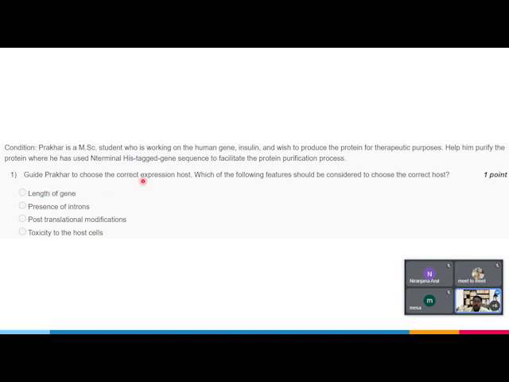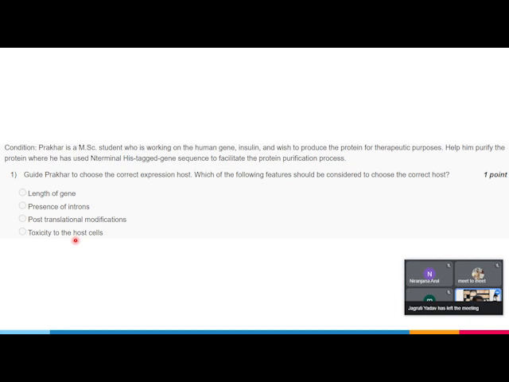So guide Prakhar to choose the correct expression host. Which of the following features should be considered to choose the correct host? Which of the various features do you think is appropriate when Prakhar is going in search of which host can be chosen? The options are length of the gene, presence of introns, post-translational modifications, and toxicity to the host cells. Only one option is correct. You can go ahead and put the option that you think is correct in the chat box.